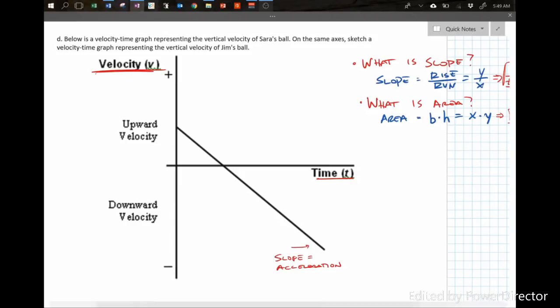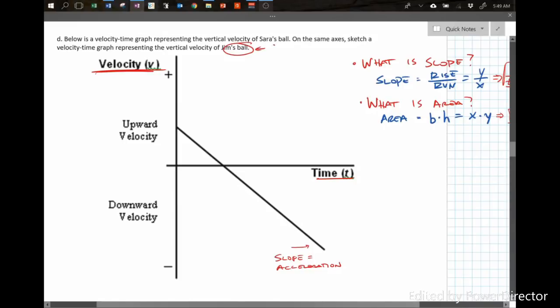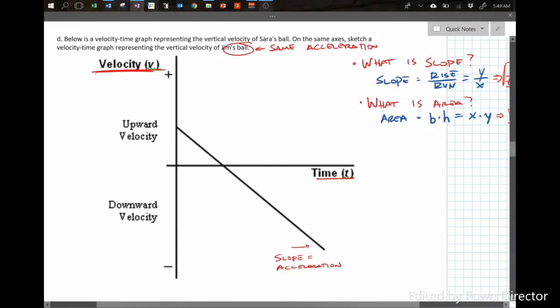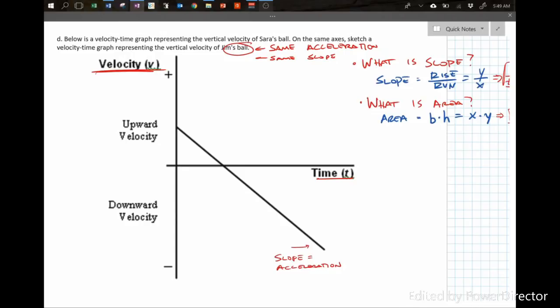Jim's ball, because that's what we're supposed to sketch, has the same acceleration, so Jim's ball has the same slope as Sarah's ball. We're going to need to draw a parallel line as we do this. I brought a ruler. You can bring a ruler to the AP test. That is perfectly allowed.